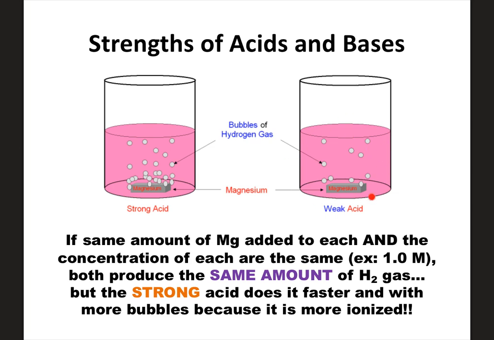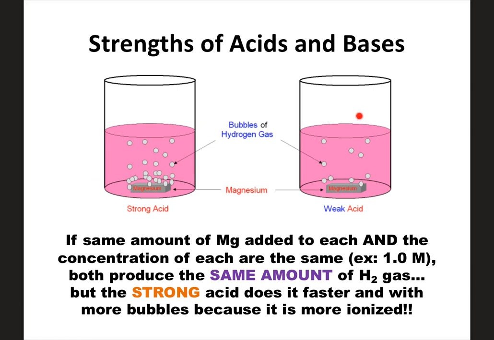When you add the magnesium to the weak acid, it's not 100% ionized. So you have some of the original weak acid together and some of the ions present. The ions that are available can start reacting with the magnesium. It's just that it's not 100% ionized, so it can't react as fast with as many bubbles. Over time, it will all react and will still form the same amount of hydrogen gas, but it's just going to do it slower. Make sure you really understand this idea.